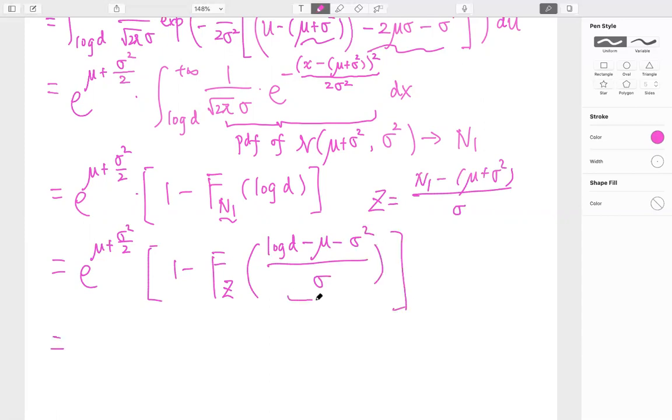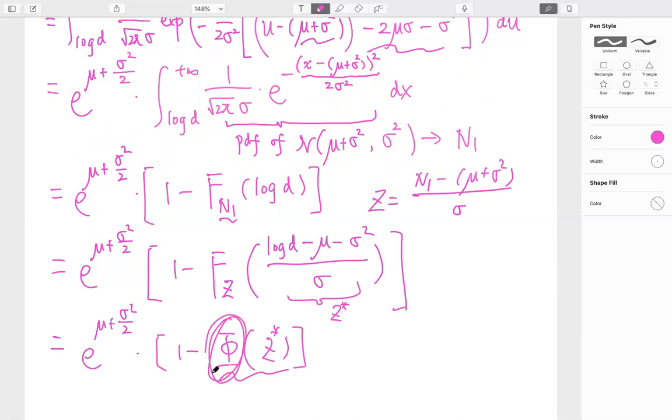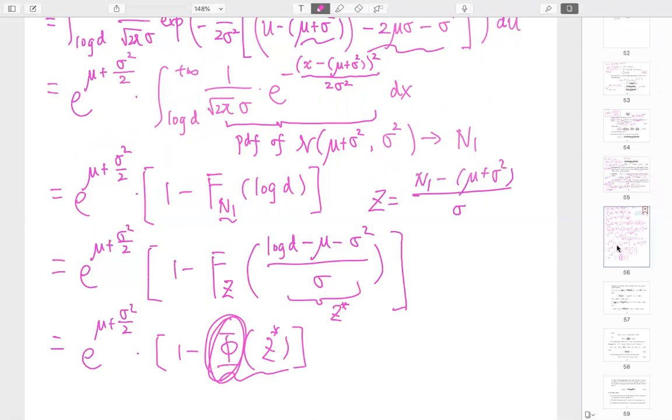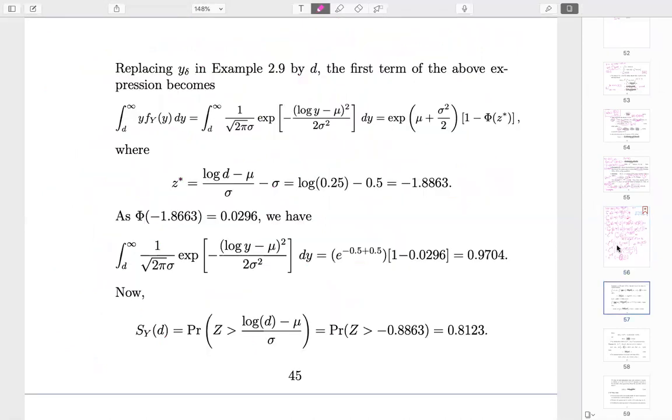The textbook calls this z star. Then we have e to the power of mu plus sigma squared divided by 2, times 1 minus, we put this fancy phi, which is the CDF of a standard normal. You do have the table to get the value for this phi function. That's why we convert to a standard normal. That's basically the technical part I want to show you.